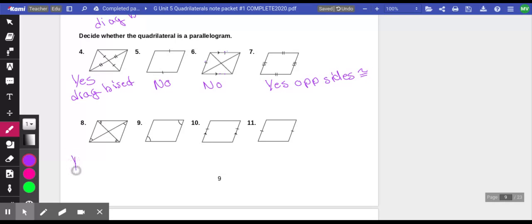Number 8 is yes, because that would lead me to opposite sides parallel. Number 9 is no, because while it says one pair of opposite angles are congruent, it says nothing about the other pair. 10 is yes, because I have one pair of congruent and parallel sides. Number 11 is no.